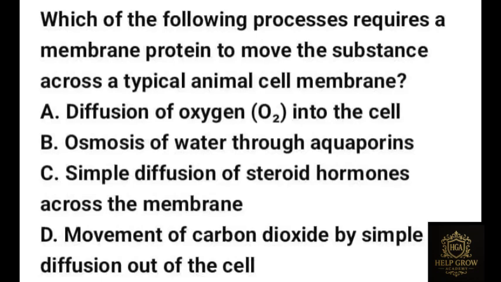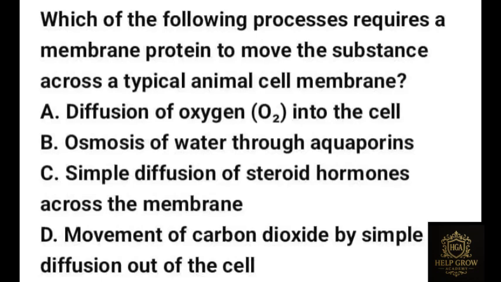Question 1 says, which of the following processes requires a membrane protein to move the substance across a typical animal cell membrane? Option A, diffusion of oxygen into the cell. B, osmosis of water through aquaporins. C, simple diffusion of steroid hormones across the membrane. And D, movement of carbon dioxide by simple diffusion out of the cell.